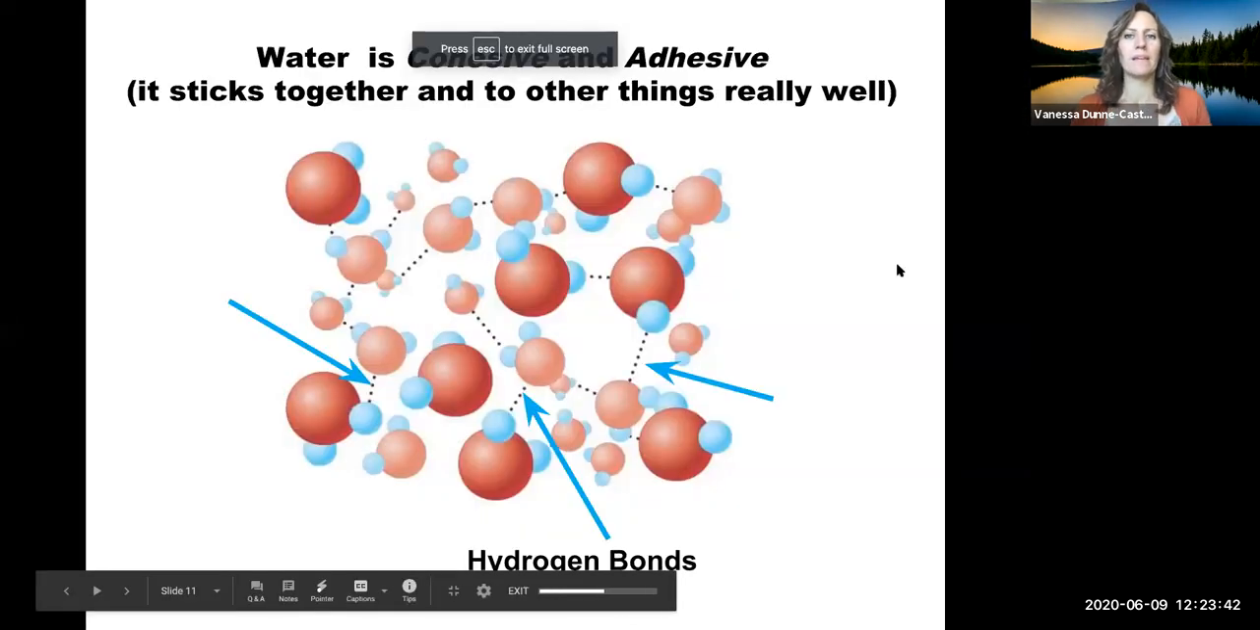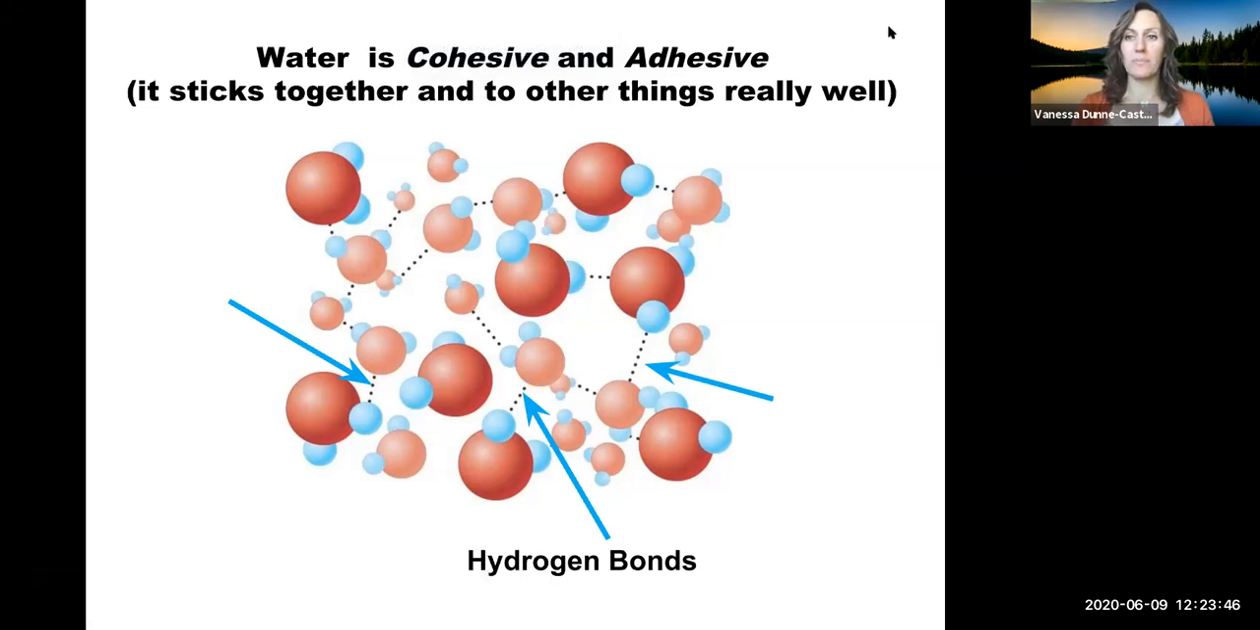There we go. Okay, so some of the characteristics or properties of water and why it is such an essential part of all living things, right? Water is cohesive and adhesive, so it sticks together and it sticks to other things very well. Now this is super cool. If we were in class, I could show you a really neat experiment to show the capillary action of water.